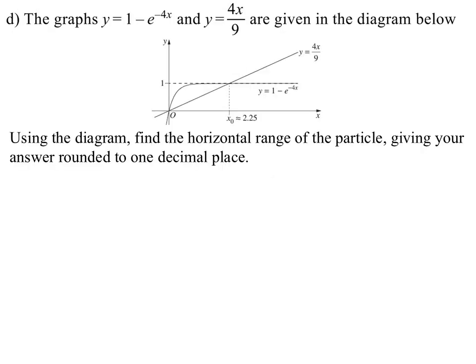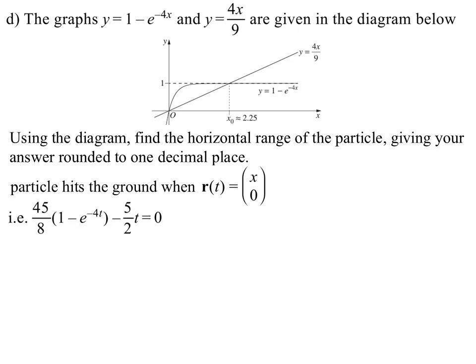But this was the interesting part of the problem. They gave us this graph, or two graphs. One's y equals e to the power of minus 4x, and the other is y equals 4x on 9. Using the diagram, find the horizontal range of the particle. When does it hit the ground? I've written it like this, but essentially we're saying, oh, well, that's when the y component is equal to 0. It's going to hit the ground. So let's go and solve that. And I end up with this.